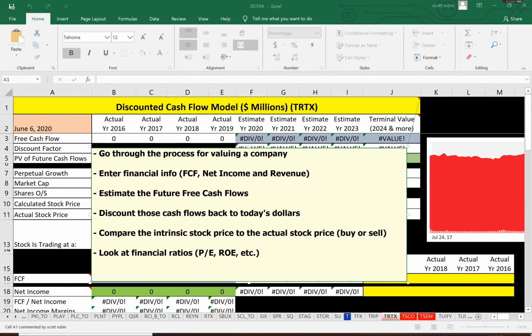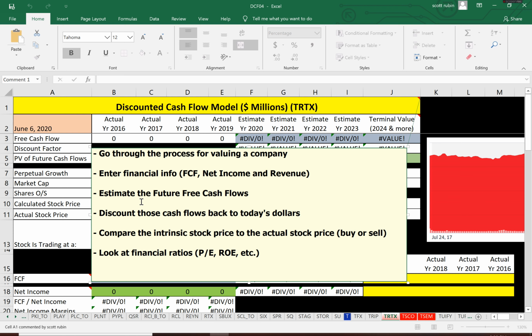So we're going to take a look at TPG, and this is a REIT. And what we're going to do is we're going to value the company. I'm going to take you through the process step by step. And we're going to enter financial information into our cash flow model. And then the model will calculate the future free cash flows of the company.